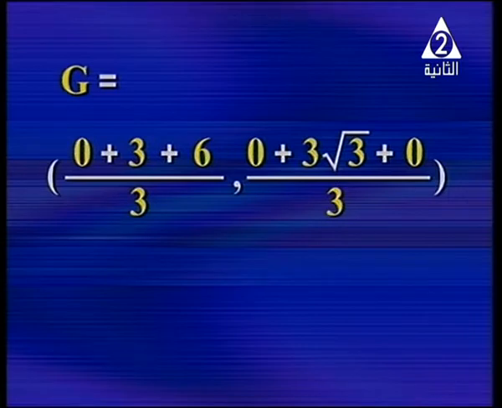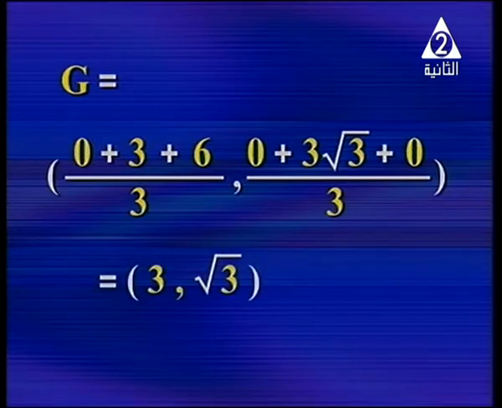This is the x coordinate. The y coordinate is 0 plus 3 root 3 plus 0 over 3. This point is (3, root 3). 3 is the x coordinate, and the y coordinate equals root 3. This is the point of coincidence of the medians of triangle ABC.